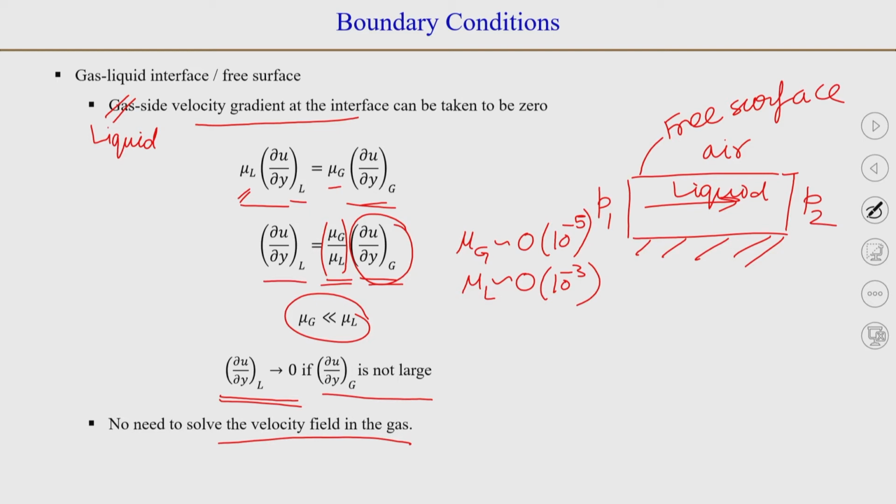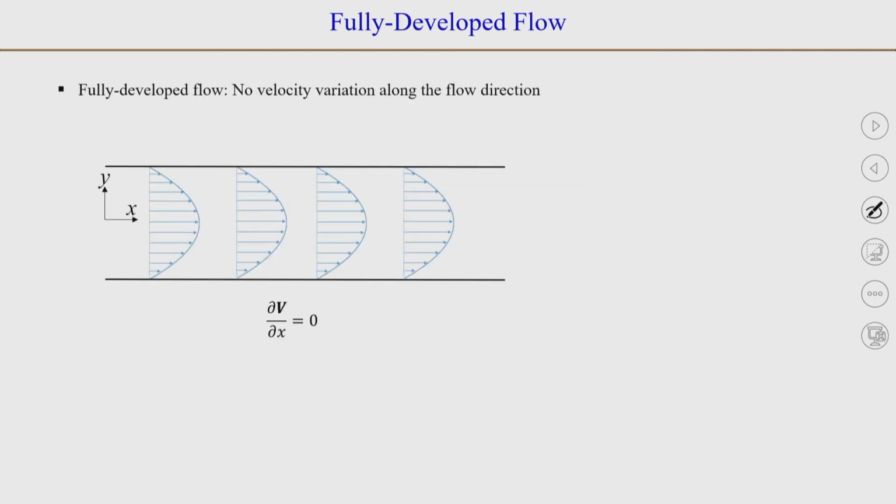So, then we can assume that the velocity gradient at the liquid side, at the interface, will be equal to 0. So, let us look at an example, but before that let us talk about what is fully developed flow.